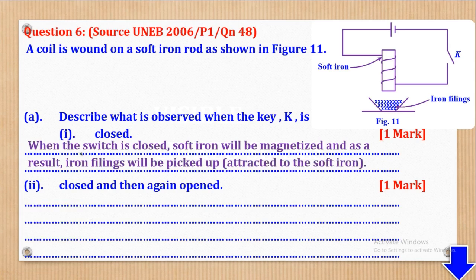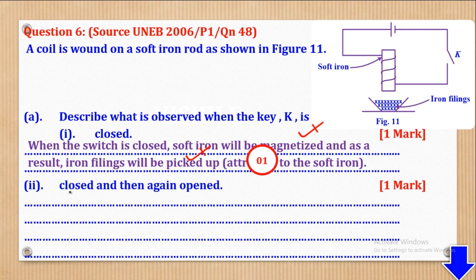So we shall say that when the switch is closed, soft iron will be magnetized, and as a result iron filings will be picked up or attracted. So when you close this, it means that this one will get magnetized and these iron filings will be picked up by the magnetized soft iron. If you wrote that, that is half a mark for being magnetized and another half a mark for attraction of the soft iron filings. So that gives you the 1 mark.